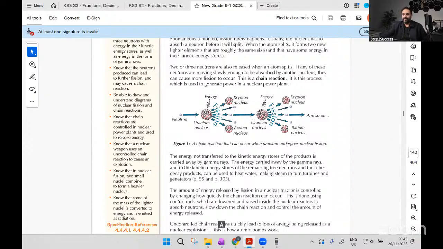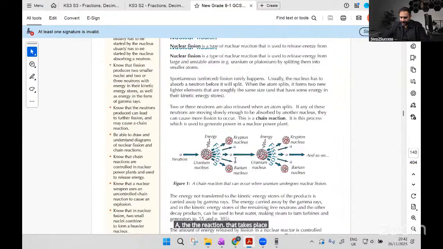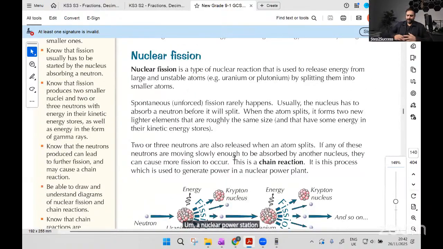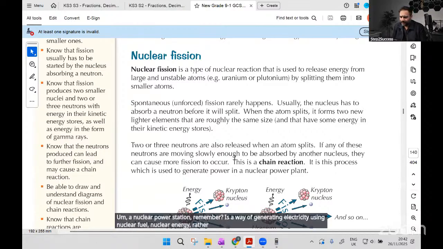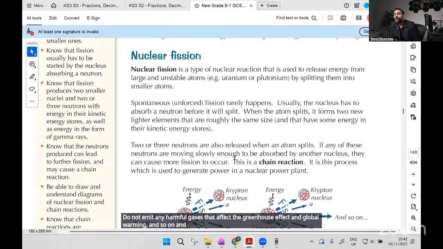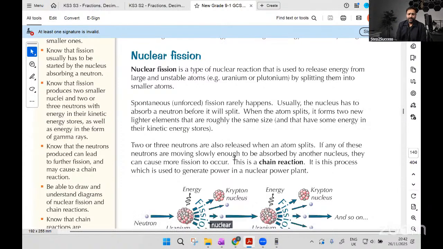the reaction that takes place in a nuclear power station. A nuclear power station, remember, is a way of generating electricity using nuclear fuel, nuclear energy, rather than fossil fuels. There are advantages of using nuclear fuel over fossil fuels in that they do not emit any harmful gases that affect the greenhouse effect and global warming and so on and so on. Nuclear fuel releases loads and loads and loads of energy. It is very cost effective.